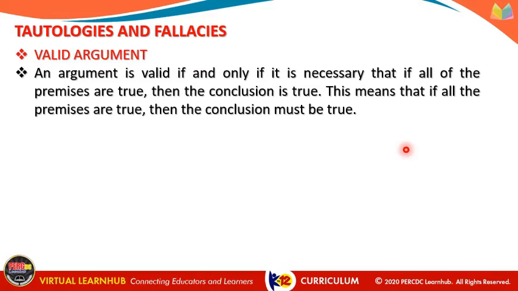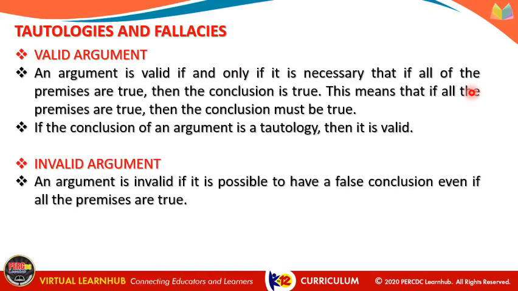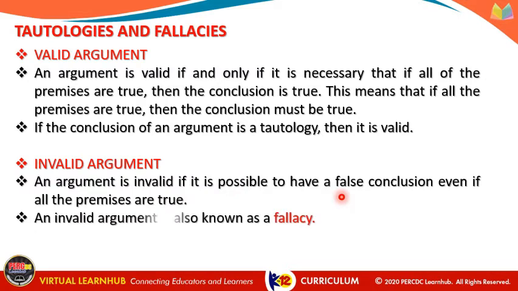This means that if all the premises are true, then the conclusion must be true. If the conclusion of an argument is a tautology, then it is valid. On the other hand, an invalid argument is an argument wherein it is possible to have a false conclusion even if all the premises are true. An invalid argument is also known as a fallacy. So this is the definition of a fallacy.